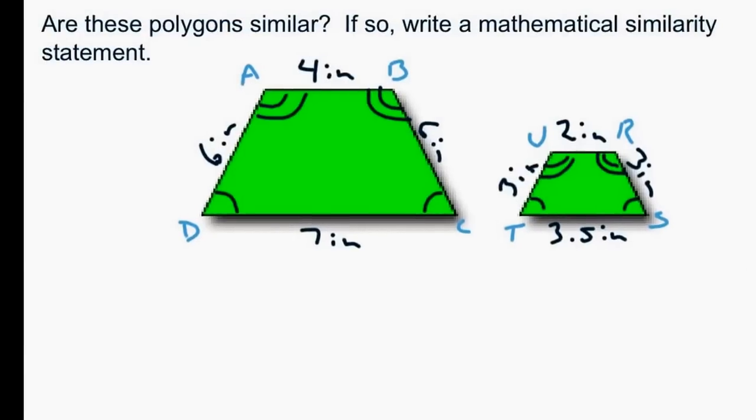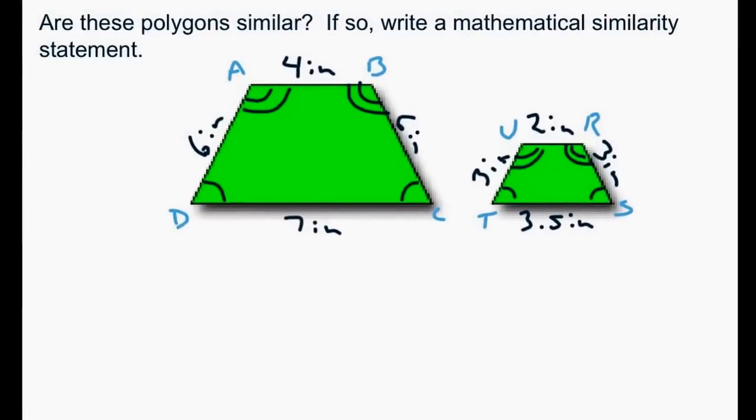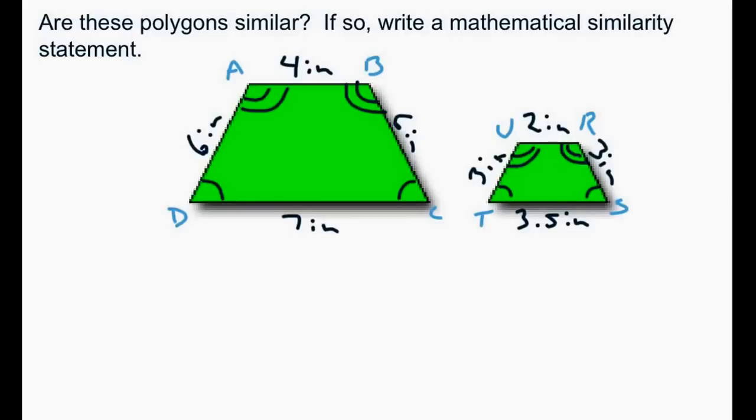Alright, are these polygons similar? If so, write a mathematical similarity statement. Alright, so I'm going to go through my checklist. Are they the same shape? Yep. I have a small version of this quadrilateral or trapezoid, and then I have a big version, and they appear to be the same shape.